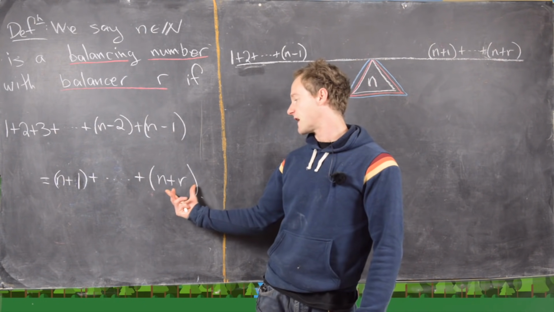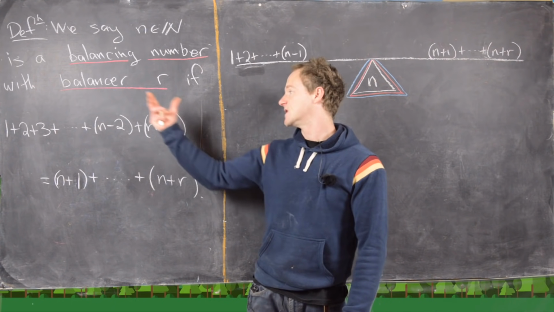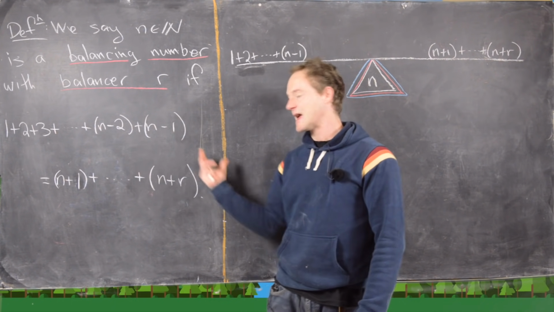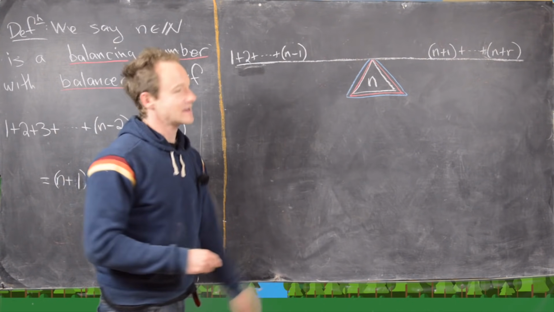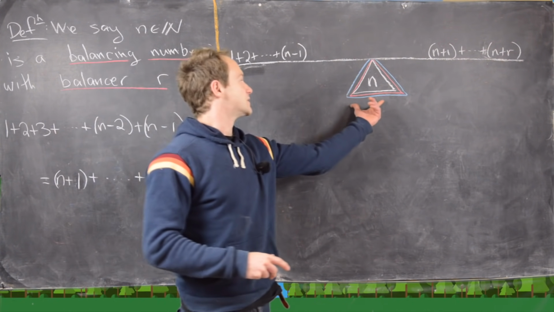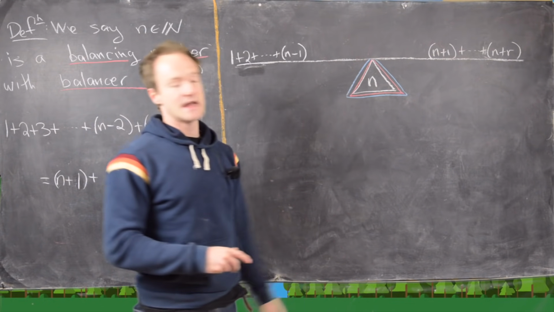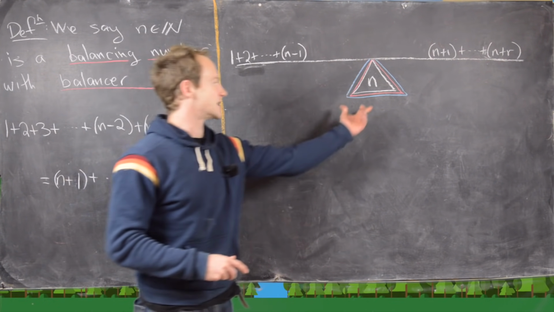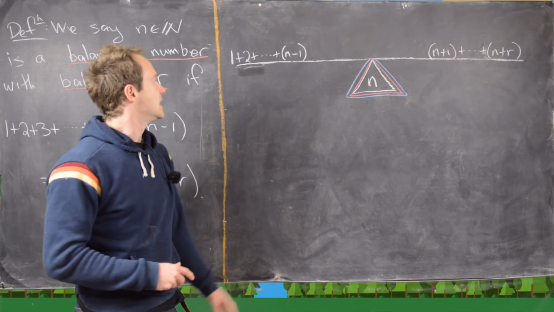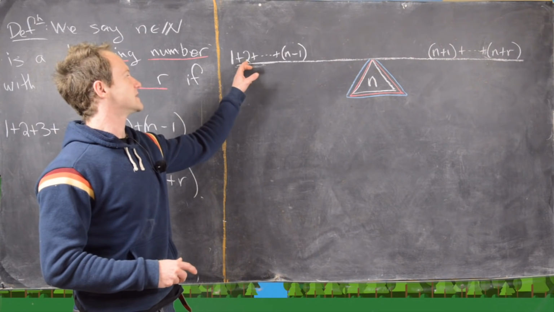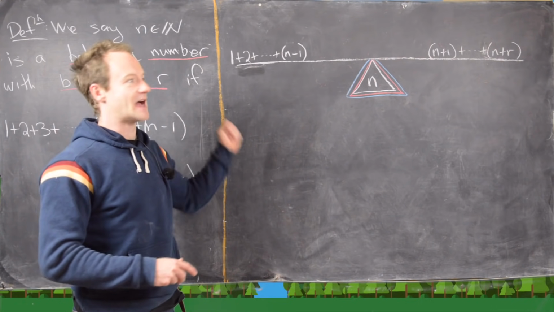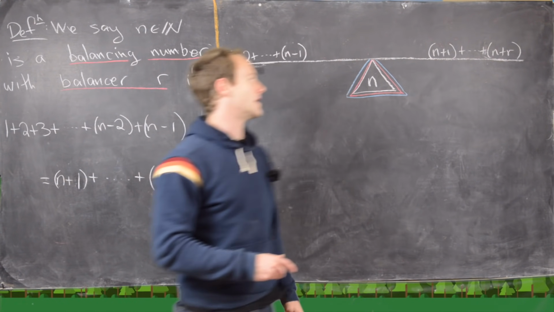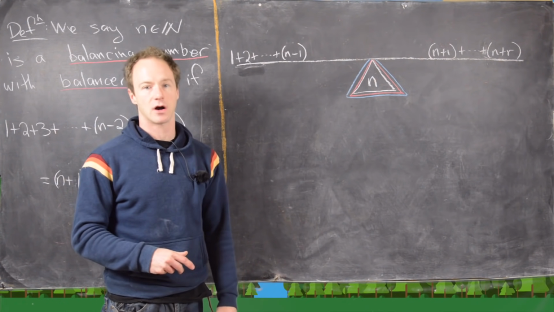So you can think that r balances the numbers before n and a certain number of numbers after n when you sum them. So I like to think about it with this picture. We've got this scale. N is like in the middle of the scale, the point of the teeter-totter. And then we have this sum 1 plus 2 all the way up to n minus 1 has the same weight. In other words, it has the same sum as the sum n plus 1 up to n plus r.